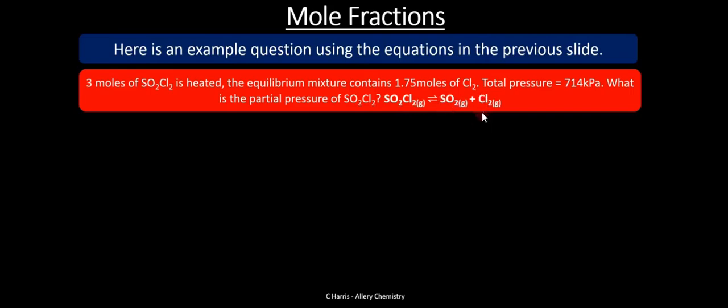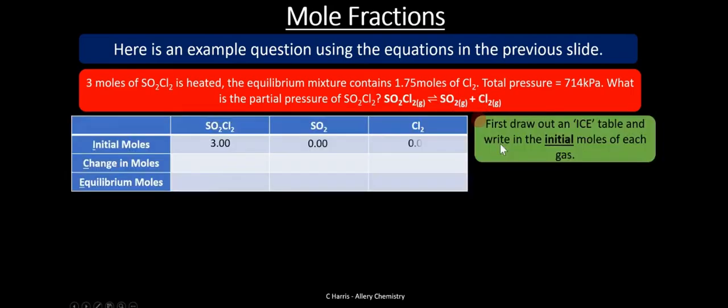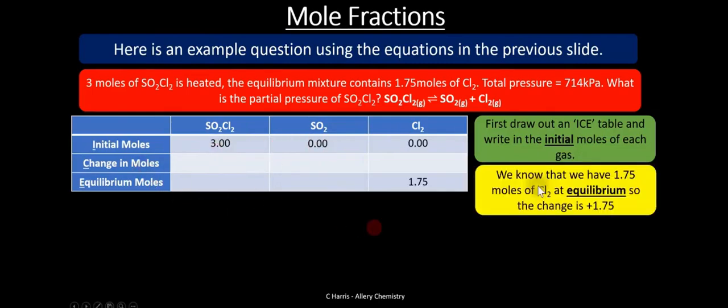1, 2, and 3. Okay, so let's use this table to calculate here that initially we had 3 moles of this and 0 moles of this, 0 moles of this. Then change in moles. Remember this table. What is the change in moles? We know that we have 1.75 moles of chlorine at equilibrium, so the change is plus 1.75 here.